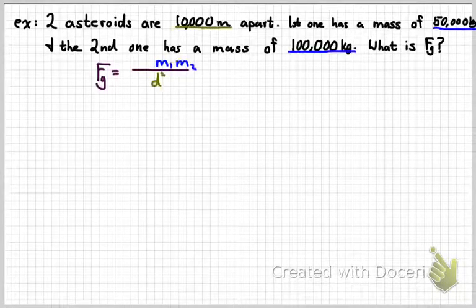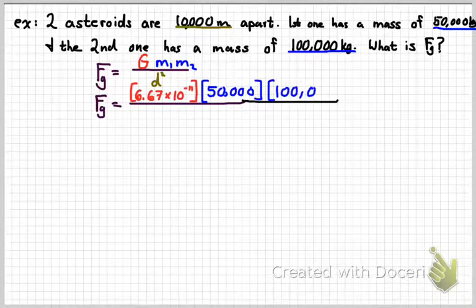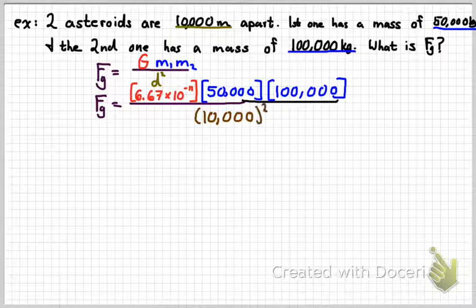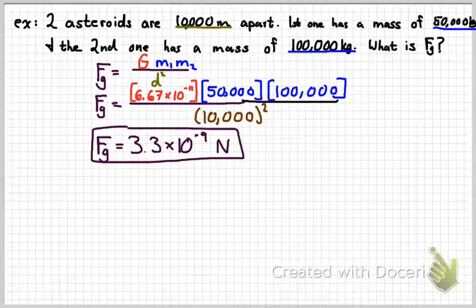So we take our gravitation equation, we have both masses, we have the distance between them, big G is a number that's given to us, and so all we have to do is just substitute. So substitute G, our two masses are 50,000 and 100,000, and our distance is 10,000, and we need to square that. And when you crunch all those numbers, you get 3.3 times 10 to the negative 9, and that would be in newtons.